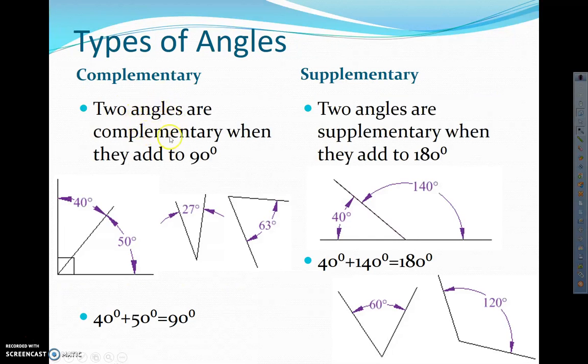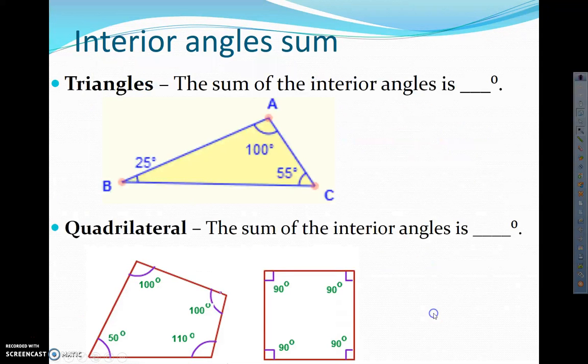Complementary angles are angles which always add up to 90 degrees, whether they're together, where we've got 40 plus 50, which will be 90, or they're separate, 27 plus 63 will both add up to 90, then these are considered complementary. Supplementary angles are angles that always add up to 180 degrees. So this here is an example of a supplementary angle, where we've got 40 plus 140 is going to be 180. 60 and 120 are also supplementary angles because they add up to 180 degrees.